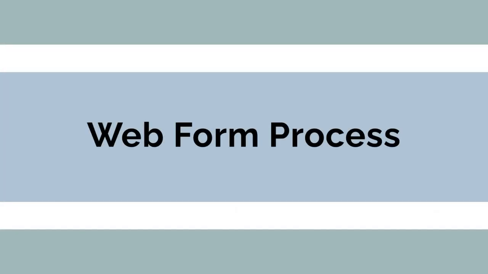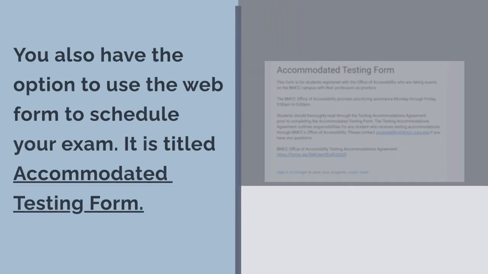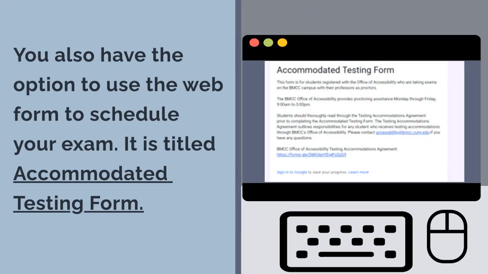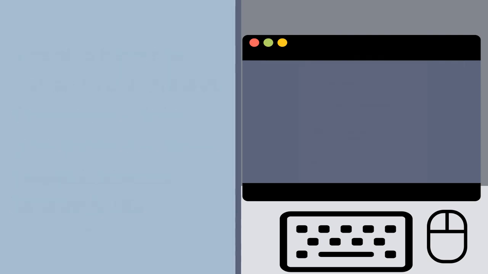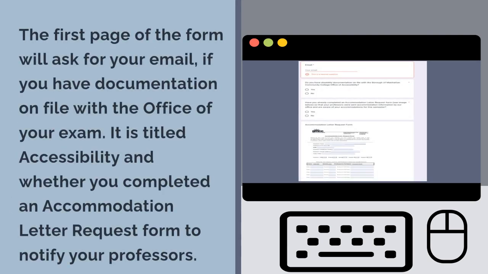Web form process. You also have the option to use the web form to schedule your exam. It is titled Accommodated Testing Form. The first page of the form will ask for your email, if you have documentation on file with the office of Accessibility, and whether you completed an accommodation letter request form to notify your professors.